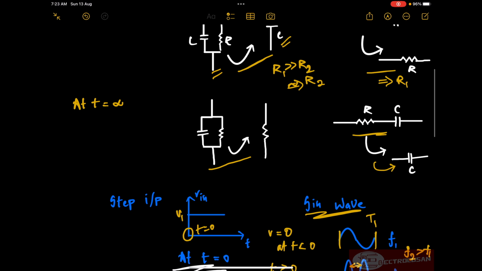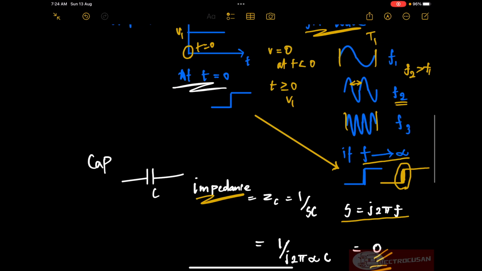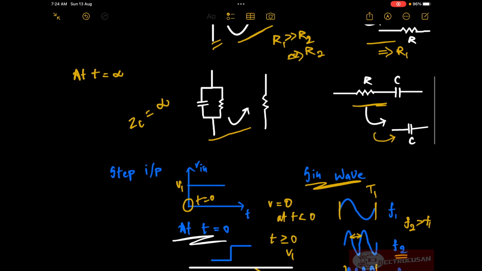And at t equal to infinity, Zc is equal to infinity. Zc is infinite, right? So C is much greater than resistance. So this equivalent will be a single resistance, and here C is much greater than resistance, so this equivalent will be a single capacitance. Okay, I hope you understood this proof of the alternative approach that I taught you in the previous video.